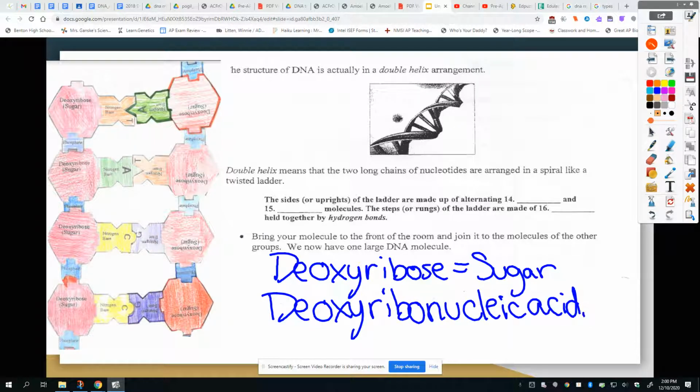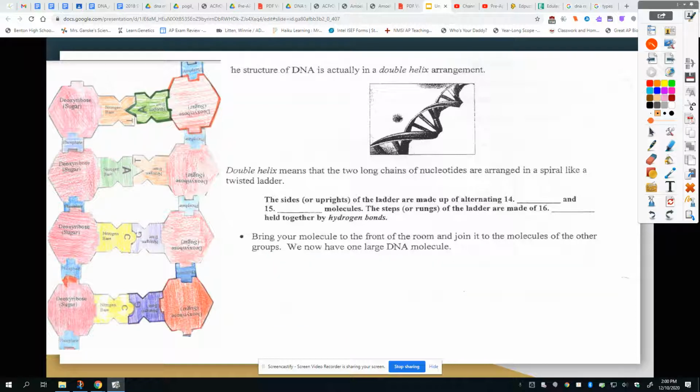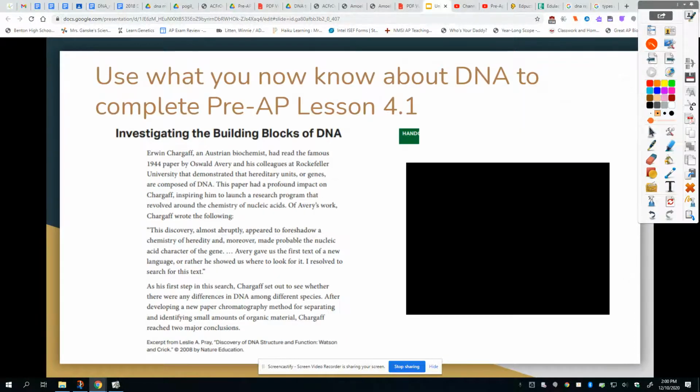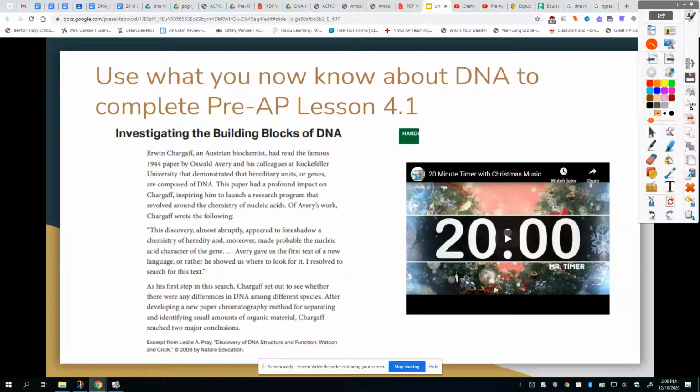All right, so based on what we've learned from this activity, it's time for you to complete activity pre-AP lesson 4.1. You're going to read, look at the data, complete the graph. It will be a bar graph. And then complete part 2 at the bottom. Pause the video when you've completed working on that. You can unpause the video and we'll talk about a few things that you need to make sure you're aware of.